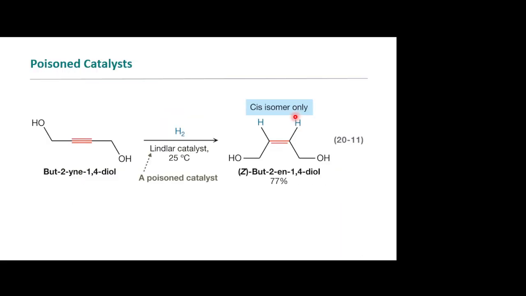Okay, let's talk about poisoned catalysts. So here we have, again, that hydrogenation. And what we're going to do here is so we can better control this hydrogenation so we don't get complete hydrogenation all the way down to the single bond, we're going to do what's called poison our catalyst. Okay? What is a poison catalyst going to mean? It's slower, exactly. We're inhibiting in some way.